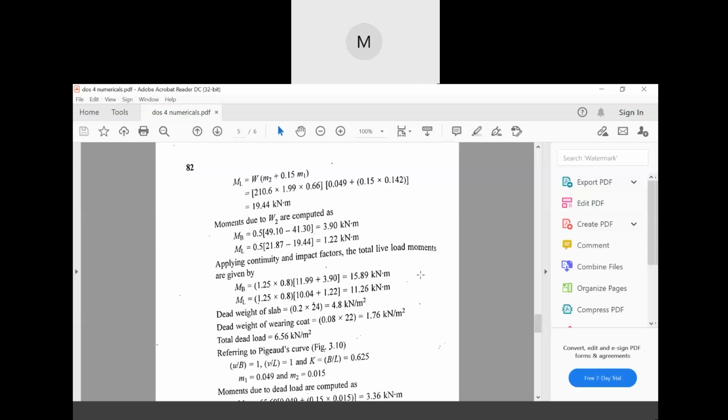Now for finding out the dead weight of slab, the thickness of the slab is 0.2 meter. So 0.2 into 24. 24 is the unit weight of concrete. Then dead weight of wearing coat. The wearing coat has 22 as the unit weight and 0.08 as the thickness. So we found out the total dead load.